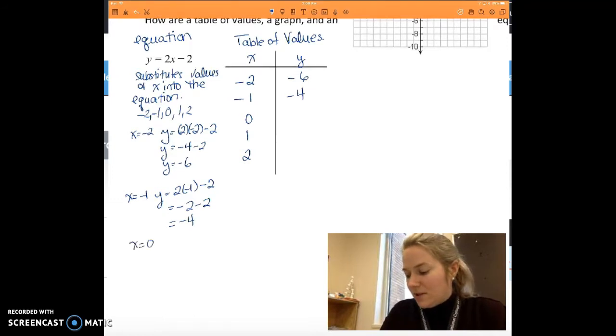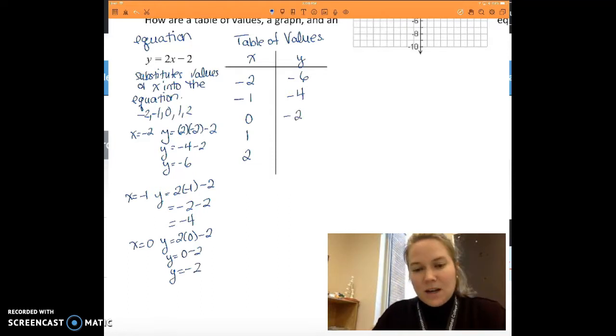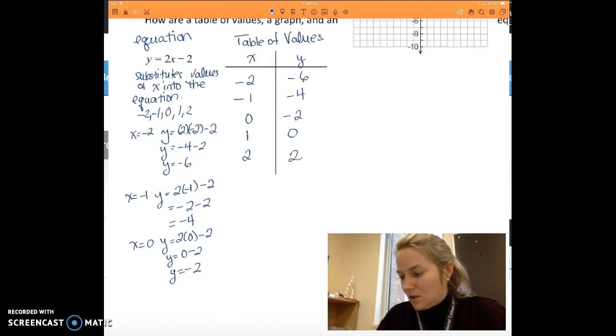So what if x equals 0? Y equals 2 times 0 minus 2. Y equals 0 minus 2. Y equals -2. Right there, -2. So I'm not going to write out the next two. I'm going to do them in my head. If x equals 1, 2 times 1 is 2. 2 minus 2 is 0. Okay, and if x equals 2, 2 times 2 is 4, minus 2 is 2.